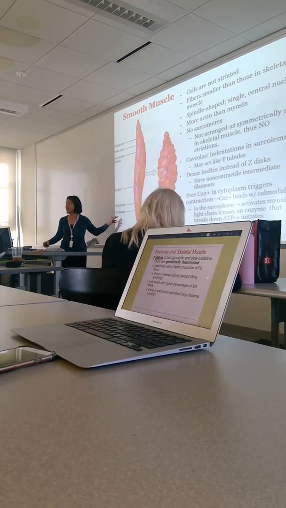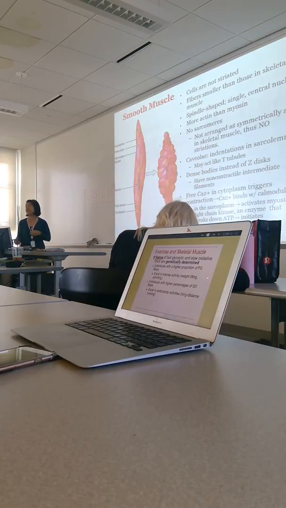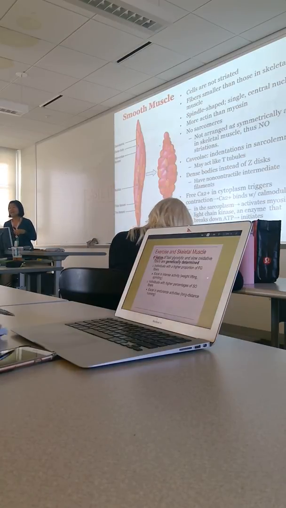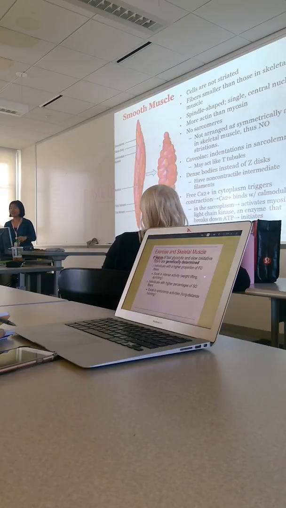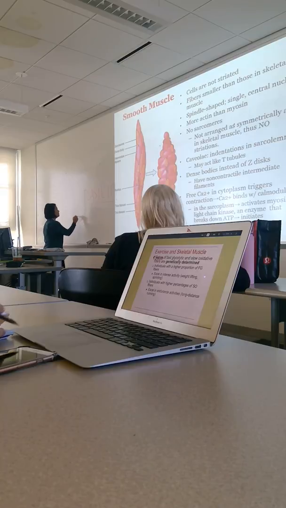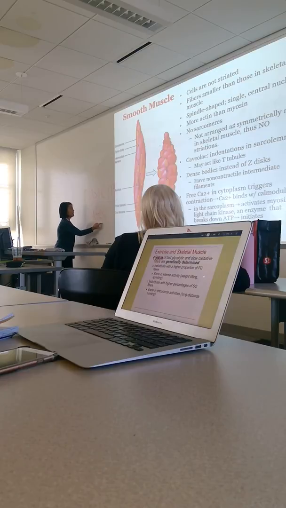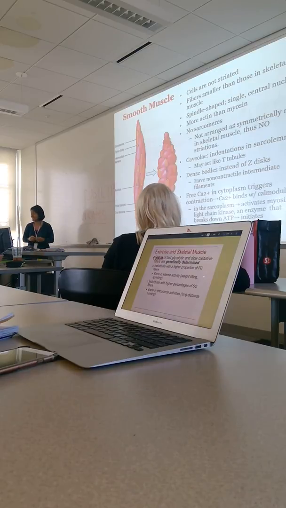Okay, and another thing about smooth muscle, which is a blessing, is that of all the 3 types of muscle, skeletal, cardiac, or smooth, smooth muscle has stem cells. They're called pericytes. They have stem cells that are able to replace injured smooth muscle cells.